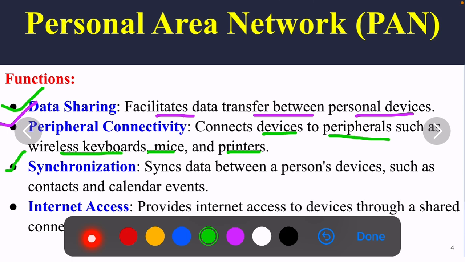Then synchronization. You all know about synchronization. We can synchronize the data, so synchronize data between personal devices such as contacts and calendar events. This is possible with the help of personal area network.